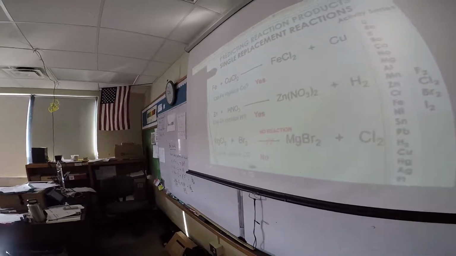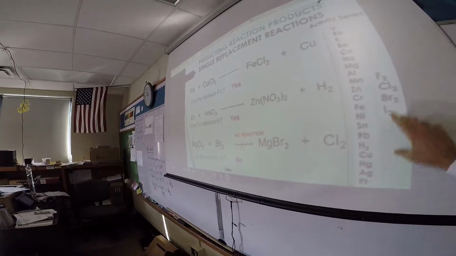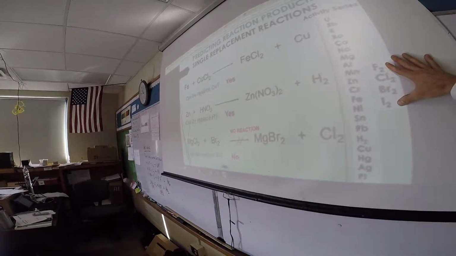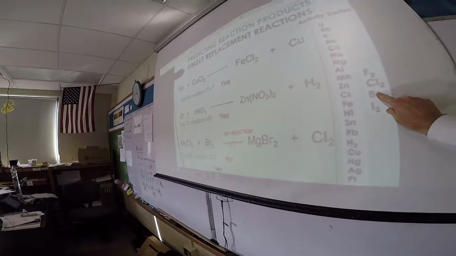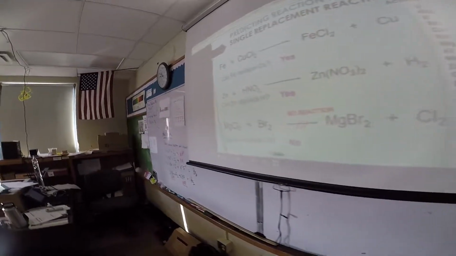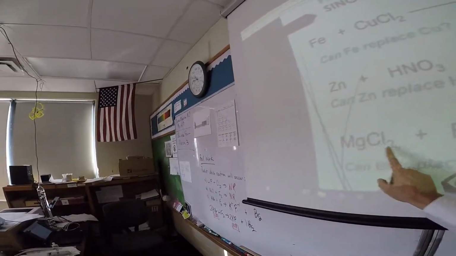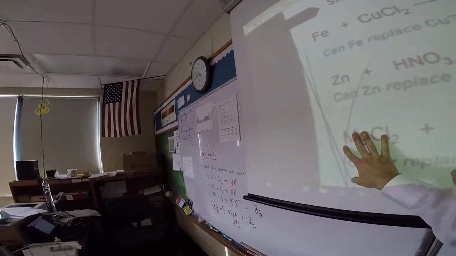Now the last one here, you're looking at the halogens. So these are the halogens over here. And you can see that chlorine is above bromine. So chlorine is the better provider. So I always underline it. So if it's underlined, it should be with something else.